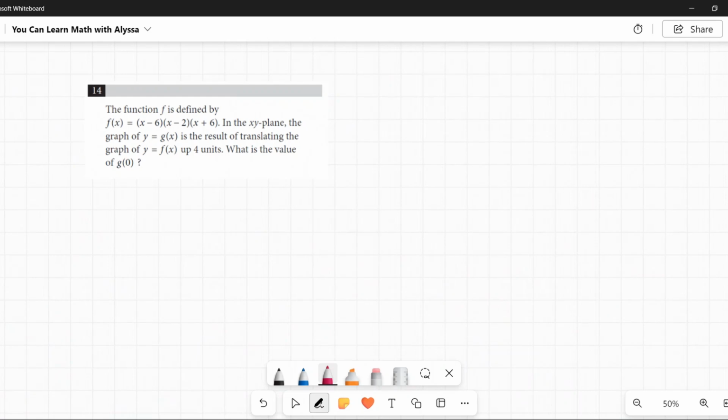Number 14. The function f is defined by f of x equals (x minus 6)(x minus 2)(x plus 6). In the xy-plane, the graph of y equals g of x is the result of translating the graph of y equals f of x up 4 units. What is the value of g of 0? There are 2 ways you can do this.